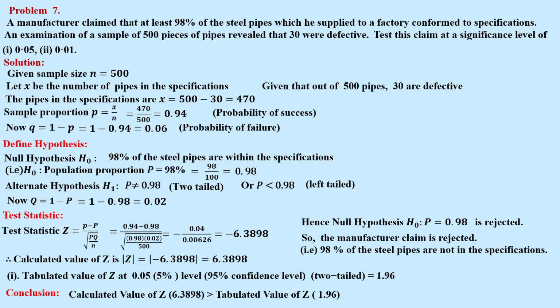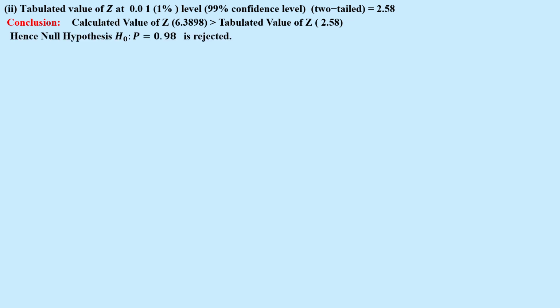That is what. Next, you take the 1% level. The 1% level tabulated value is 2.58. So conclusion: here also the calculated value is greater than tabulated value. Therefore, H0 is rejected. Next problem.